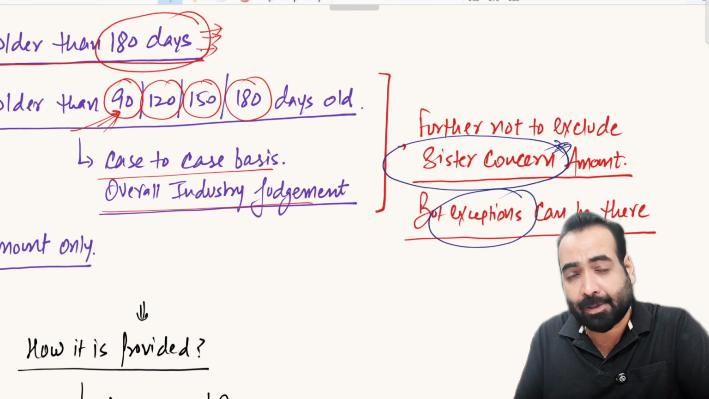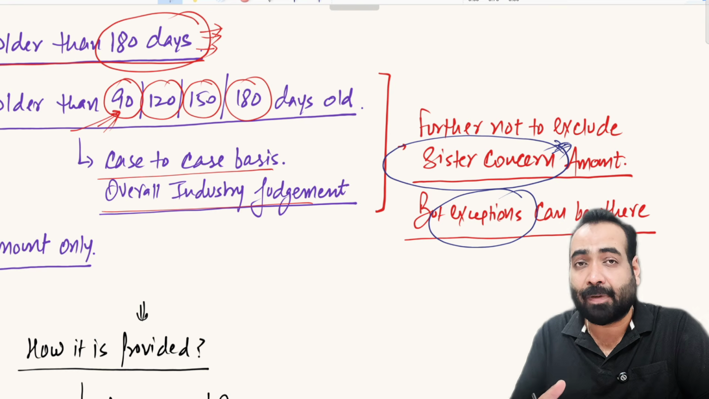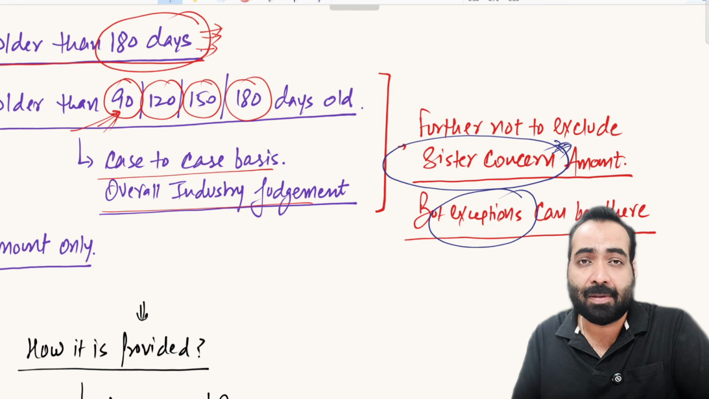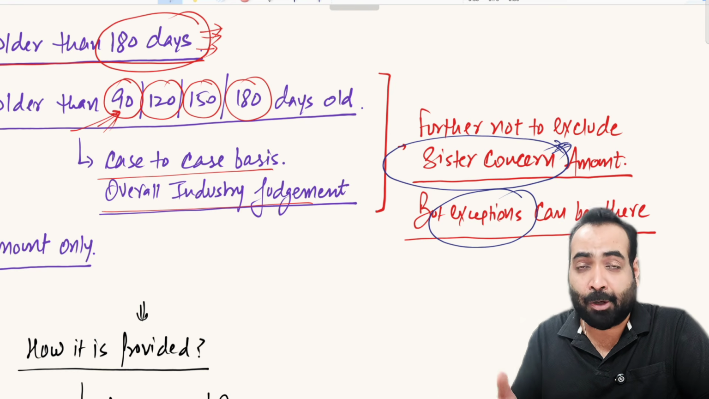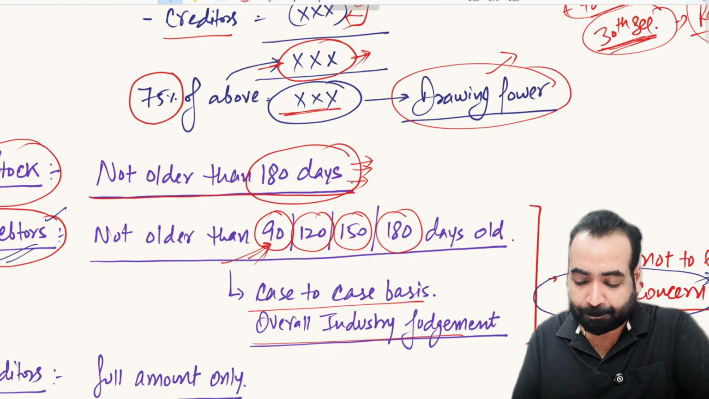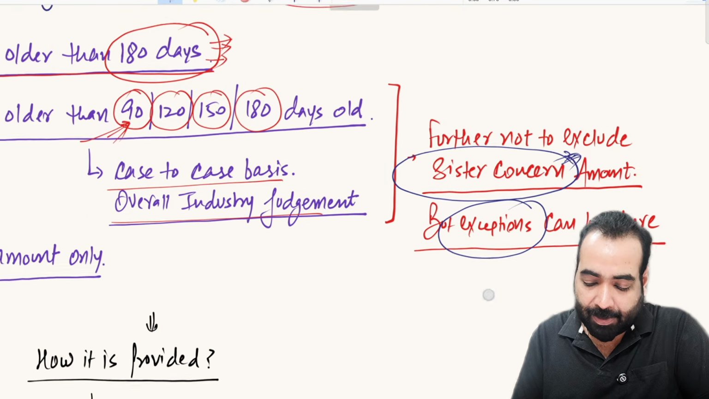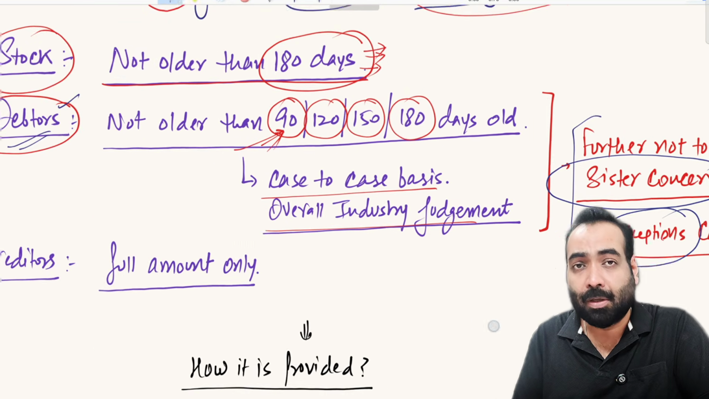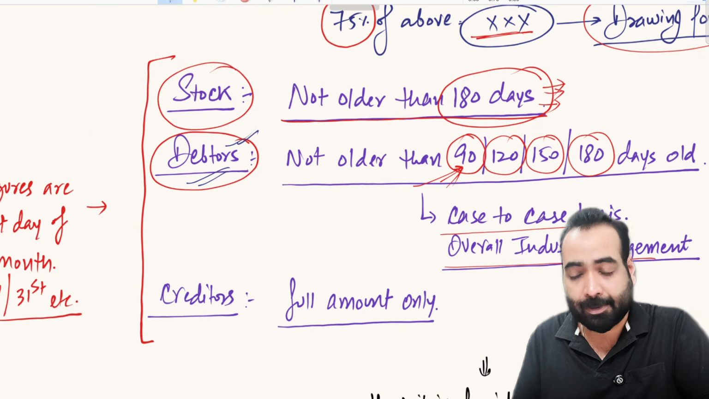Because there is a high risk of diversion of funds, and a high risk of lack of genuineness in the transaction with the sister concern. You never know whether an actual sale has taken place or whether this is just a book entry in order to claim higher DP, right? So these sister concern debtors are also not included in the total debtors, right?